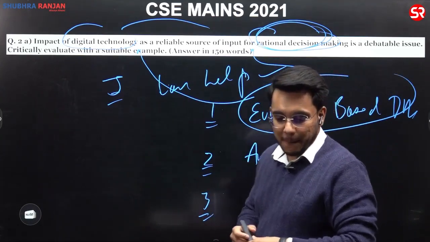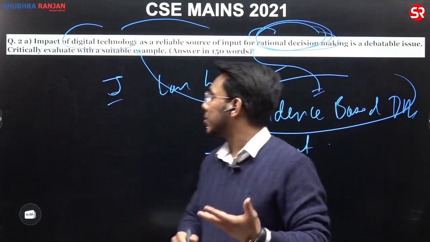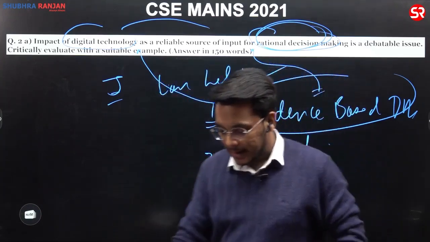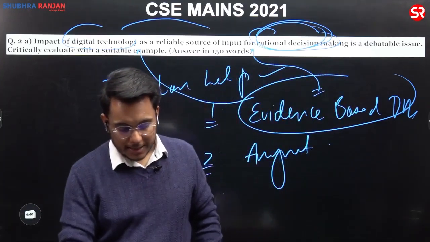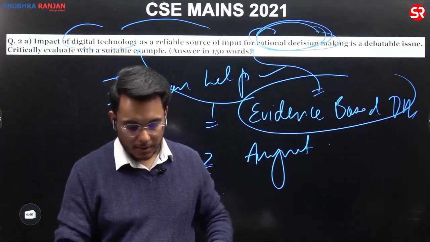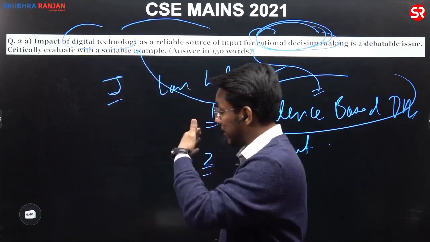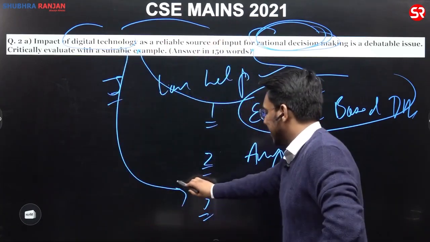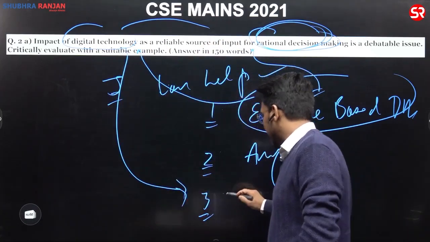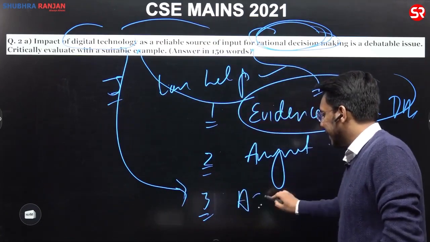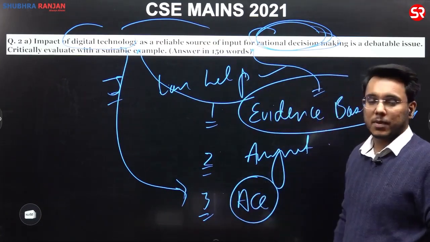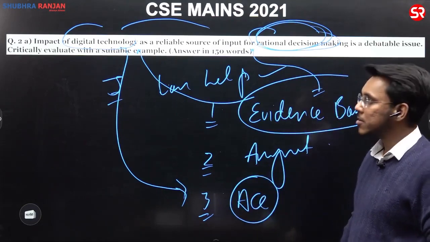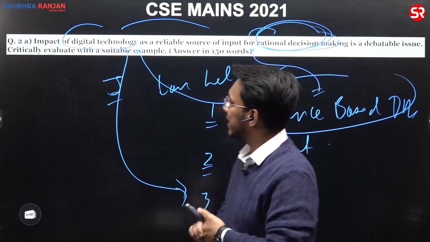Then thirdly, we can see how digital technologies can help. Digital technologies can also help in tagging better accountability. So in all these manners, they can help.